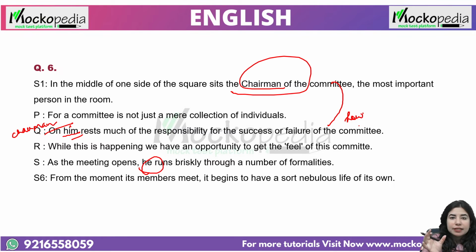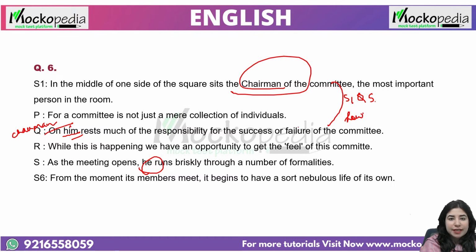Because it said that he's the most important person. So if you look at statement Q, it's elaborating the idea. On him rests much of the responsibility for the success and failure of the committee. So that's the reason he's the most important person. And what does he do? As the meeting opens, he runs briskly through a number of formalities. So I'm sure you're able to understand that Q and S will immediately be coming after S1.